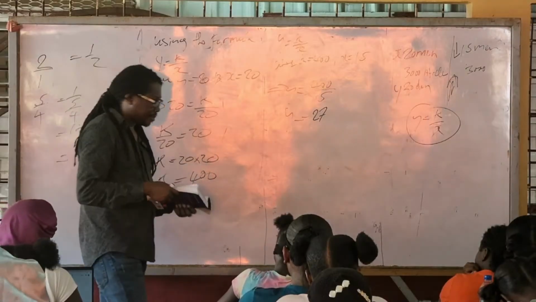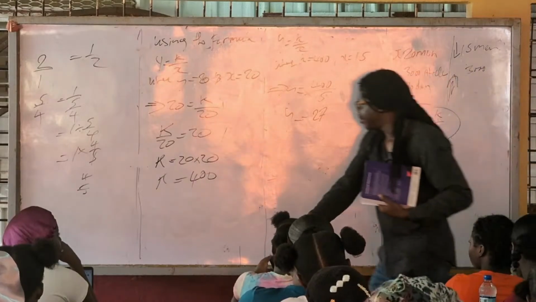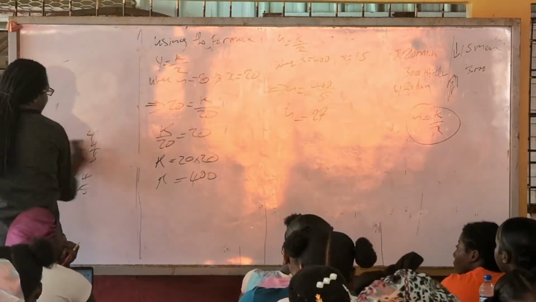Ready now. On to the next one. A farmer. Is that important? No, it doesn't matter. In the CXC question, that doesn't matter.